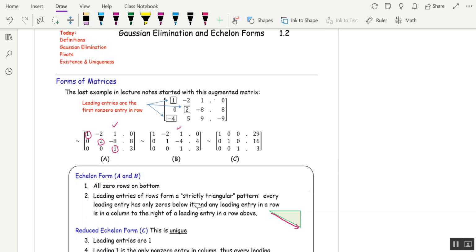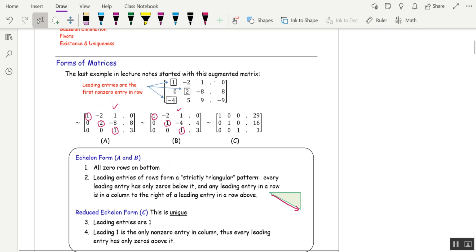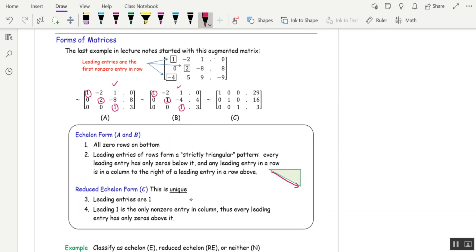And so in this case, A and B are both in echelon form. So echelon form is not unique. C is in reduced echelon form, and that is unique. So C requires, in addition to A and B, that the leading entries all be 1, and there are zeros below each leading entry and zeros above each leading entry. Now, don't worry about the 3, 16, 29. 3 is not a leading entry, so it can have anything above it.